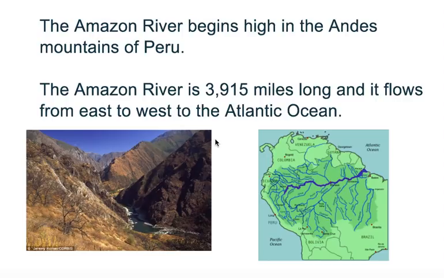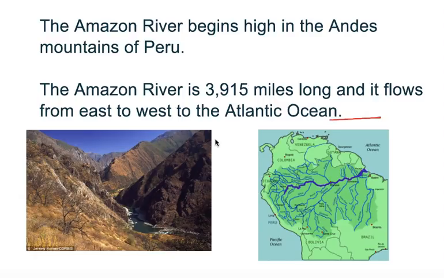First off, the Amazon River begins high in the Andes Mountains of Peru. Remember in the last chapter we talked about the Andes Mountains? Well, the Amazon River starts high up in the mountains thanks to the glaciers. Now, the Amazon River is 3,915 miles long, and it flows from east to west into the Atlantic Ocean.